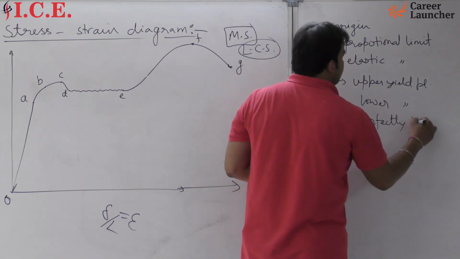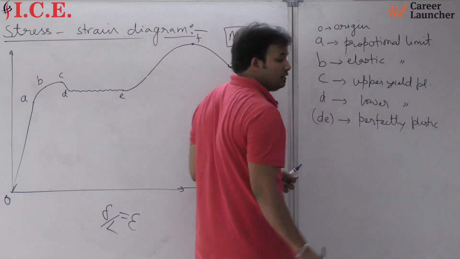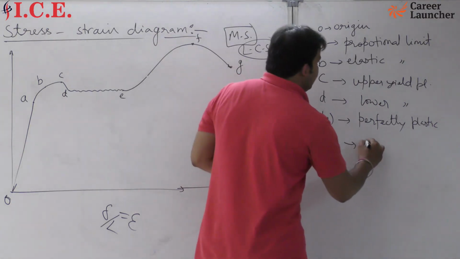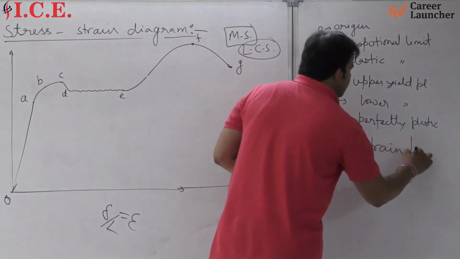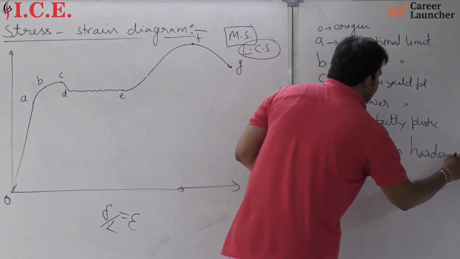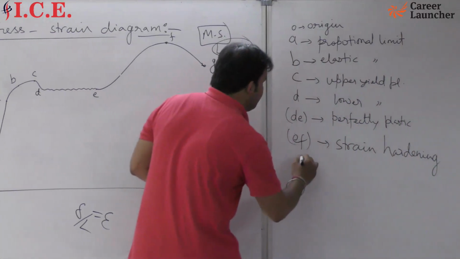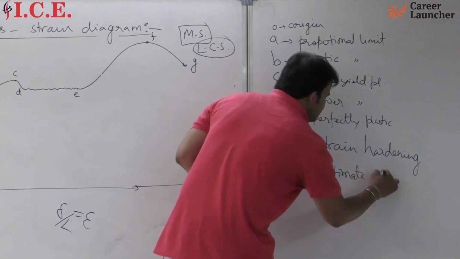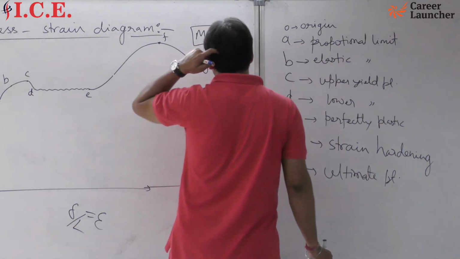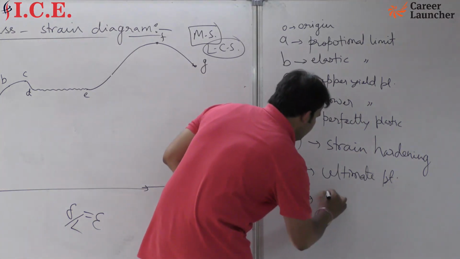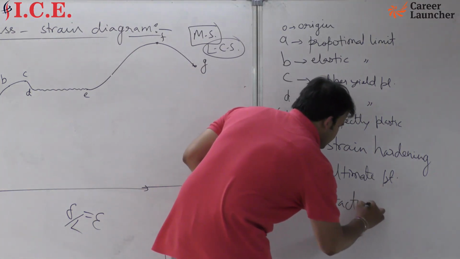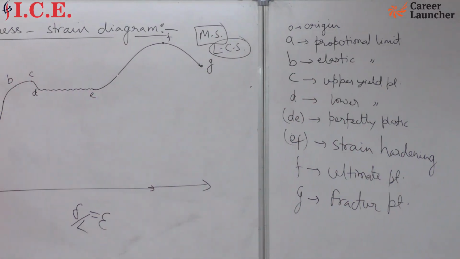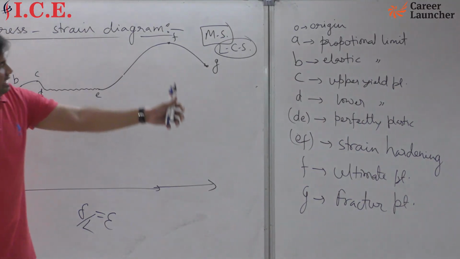Then E to F will be your strain hardening region. F will be your ultimate point, and at last G will be your fracture point. So I have written the name of all the points there.